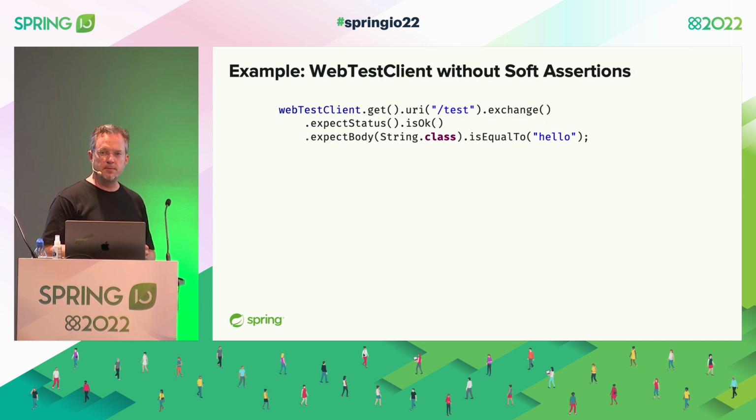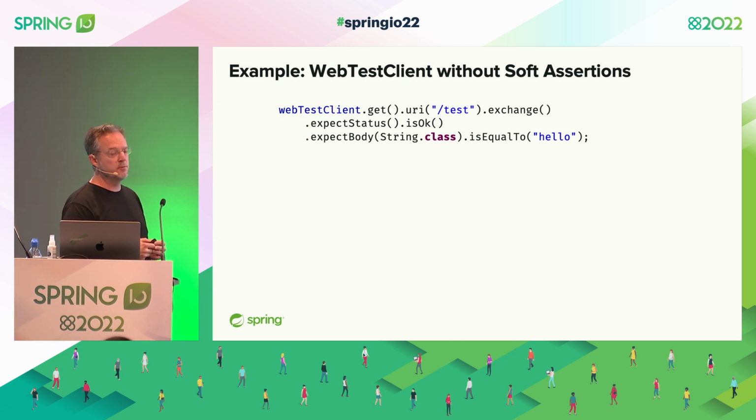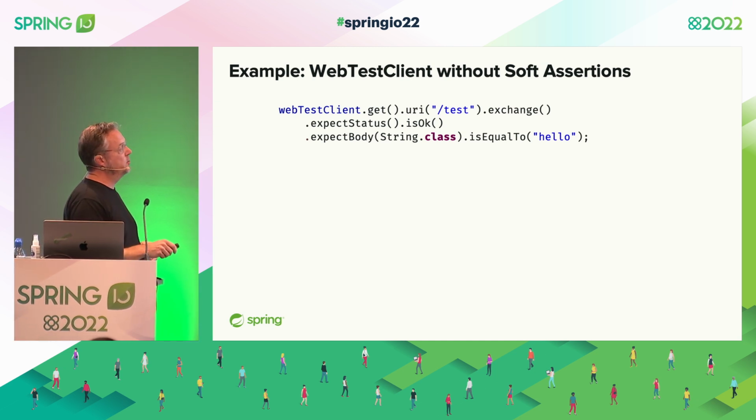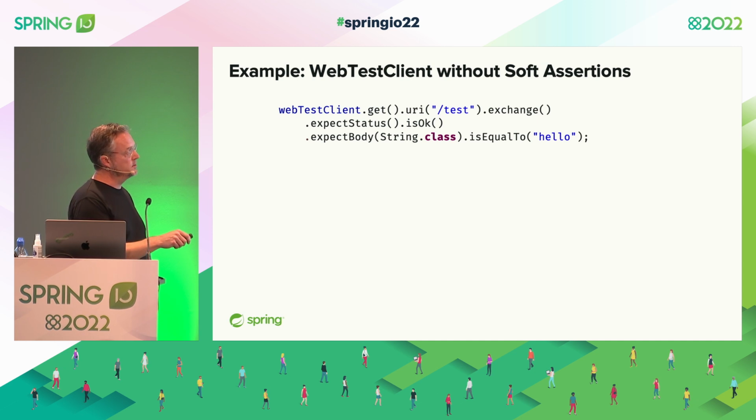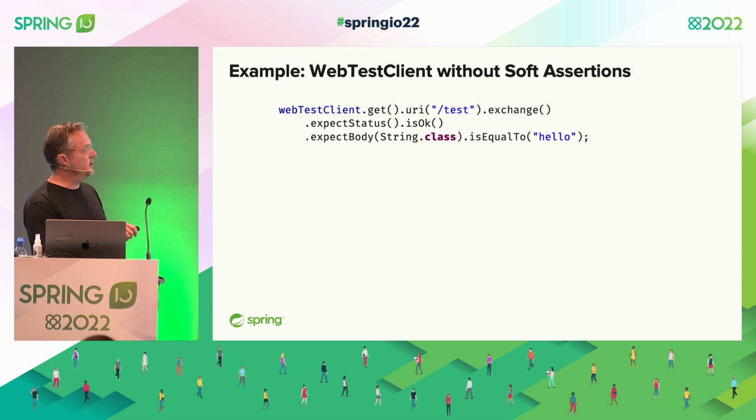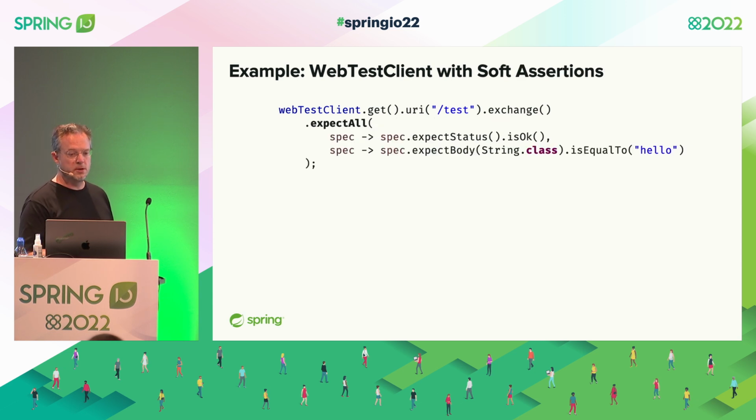Similarly, with the WebTestClient, the API is slightly different because it's a fluent API. We have exchange, expectStatus isOk, and then this is a dot continuation of that invocation, right? Fluent API, expectBody string isEqualTo hello. So similarly, if this one fails, it doesn't check the hello. But maybe you want to check both at the same time. And the way you do that with the WebTestClient is you use this new expectAll method here.